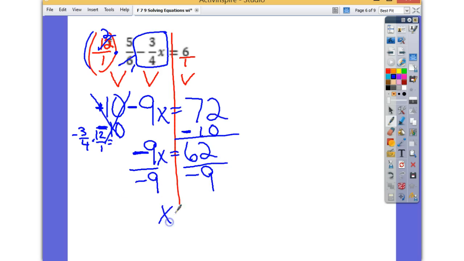And I get x equals, can I simplify 62 over a negative 9 anyway? Well, 9 can't go into 62. What are the other factors of 9? 3. Can 3 go into 62? No, so that can't be simplified anymore. A negative 62 over 9 is your final answer.